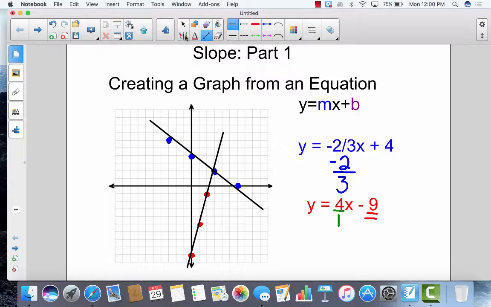Keep in mind, if your slope is a negative number, your line should be moving down from left to right, which you'll see with the blue graph. And if your slope is a positive number, your line should go up from left to right, like you're seeing with the red graph.